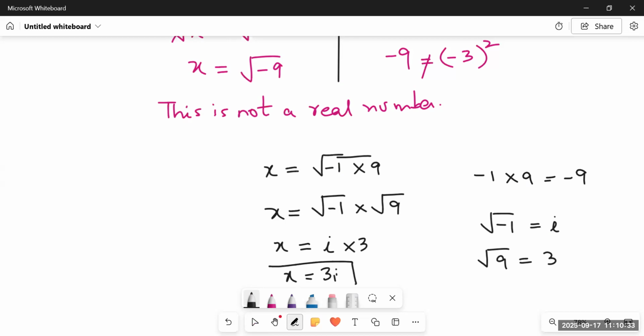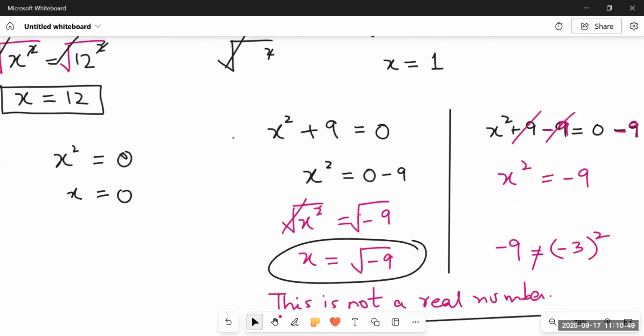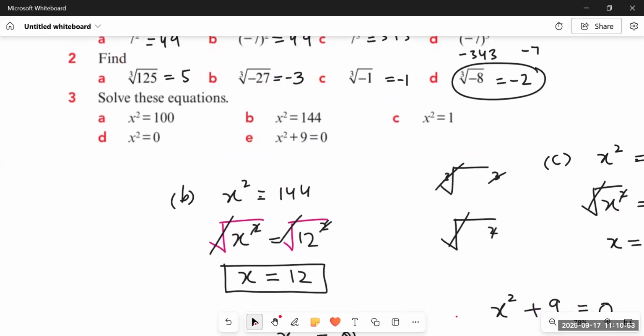But since this is not included in your syllabus, you don't need to do these workings over here for including iota. You will simply write down your answer x is equals to under root minus 9 and that it is not a real number. It cannot be solved any further, right? This is how you're going to solve this question. Now let's move to question number 4.